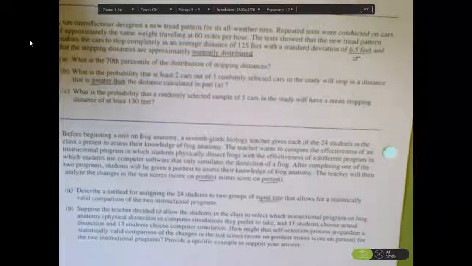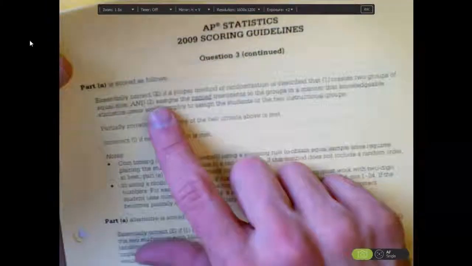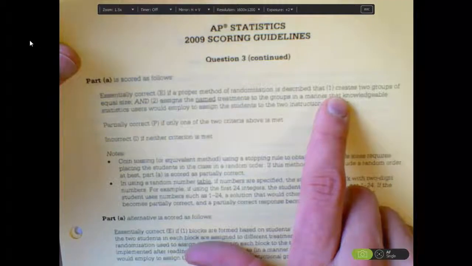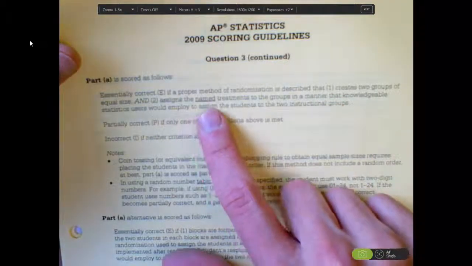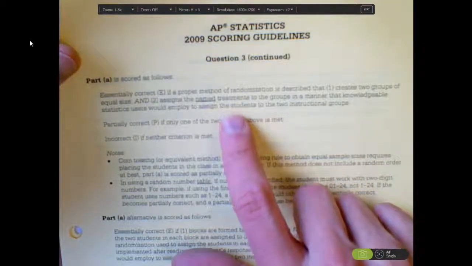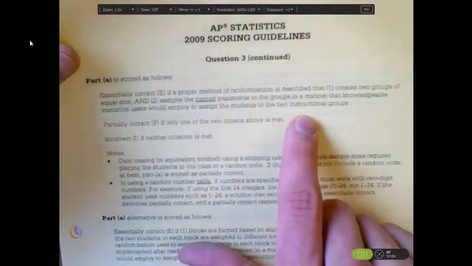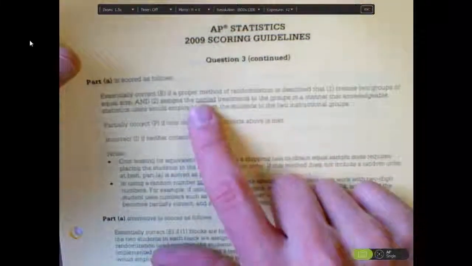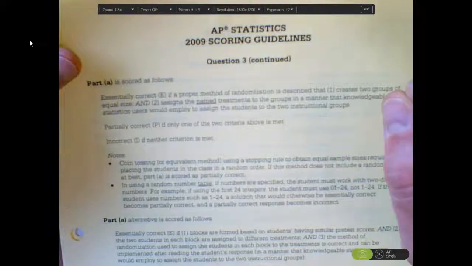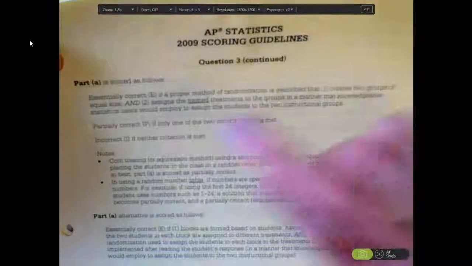Okay, so as I'm going through this here, it's essentially correct if a proper method of randomization is described that creates 2 groups of equal size and assigns the named treatments to the groups in a manner that a knowledgeable statistics user would employ. Okay, so you have to, 1, create equal size groups, which shouldn't be a problem, and 2, make sure you're very clear as far as what group is going to what treatment.